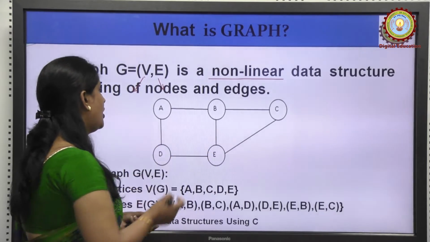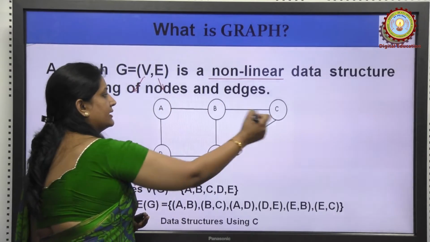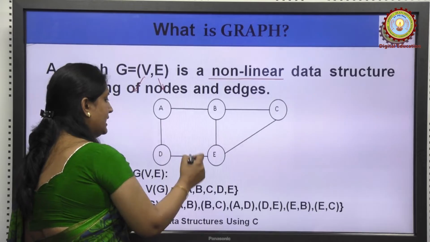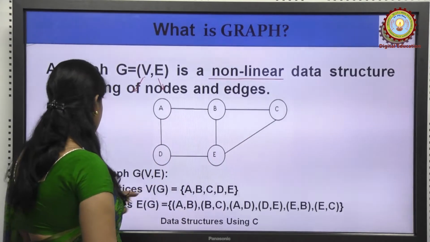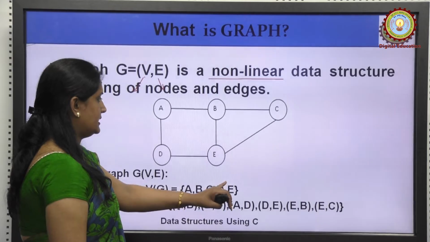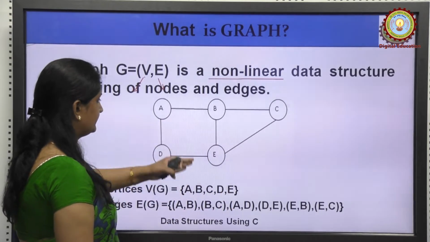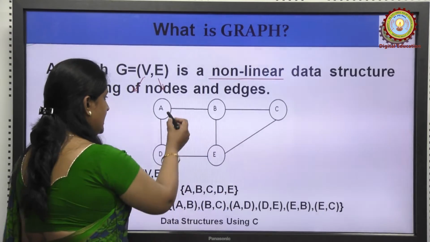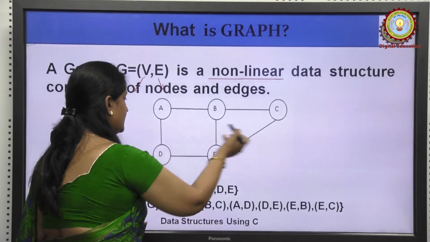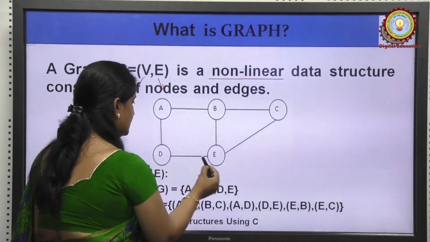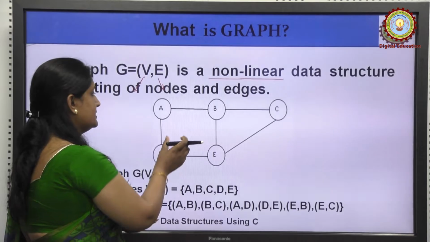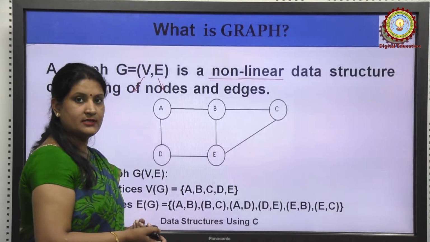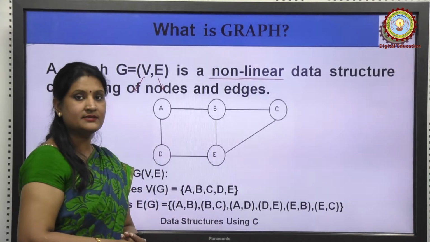See this figure, all circles are the vertices and all lines are the edges. So, there are 5 vertices A, B, C, D, E and there are 7 edges: A,B; B,C; A,D; D,E; E,B and E,C. As we can see, these are unordered pairs of vertices. So, A,B is the same as B,A.